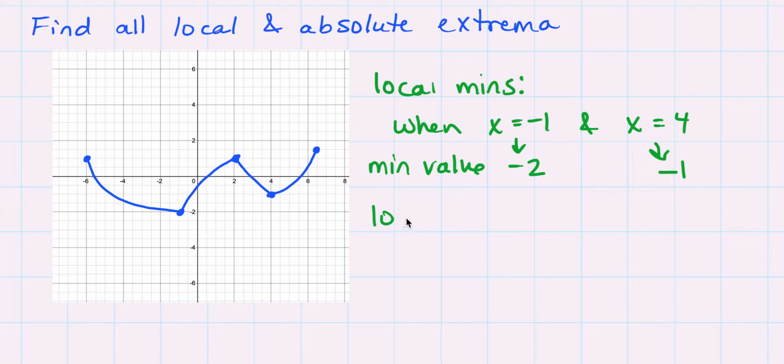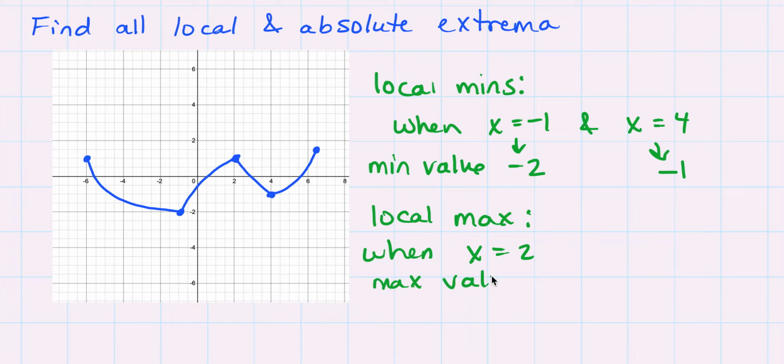We have a local max when x is equal to 2. You can see we have a hill here, and the max value is a 1.